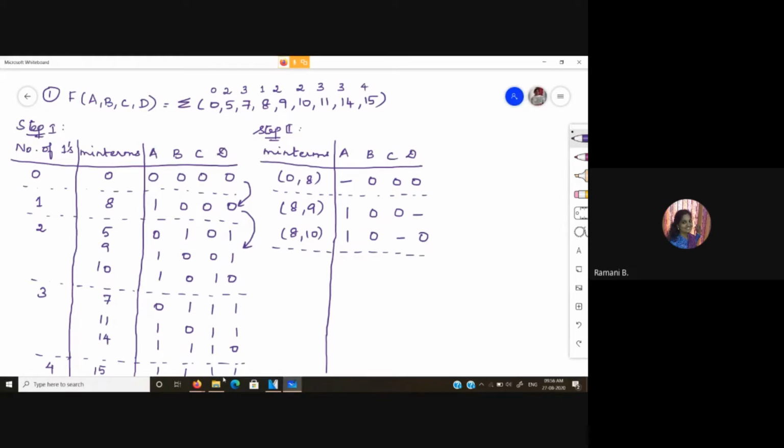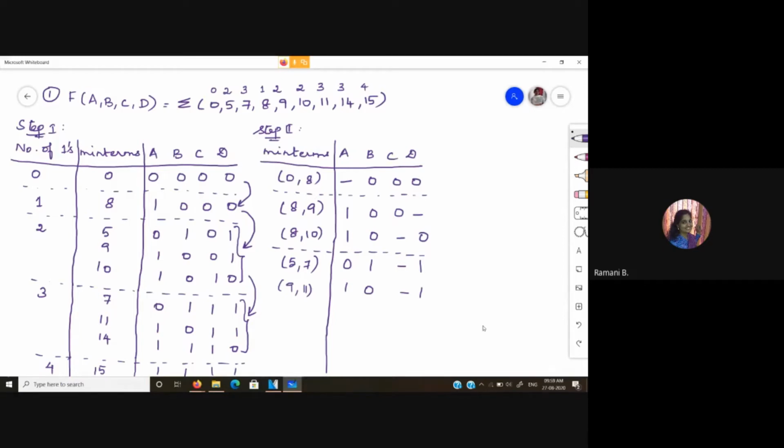Next, we have to compare these 5, 9 and 10 with 7, 11 and 14. Checking there, 5, 7 gives 0, 1, dash, 1. Then 5 comparing with 11 we cannot have the combination, as more than two variables change value. Similarly 5, 14 is also not possible, as more than two variables change value. Next, coming to 9, 7, again the values change. So 9, 11 gives me 1, 0, dash, 1. And 9, 14 is also not possible.